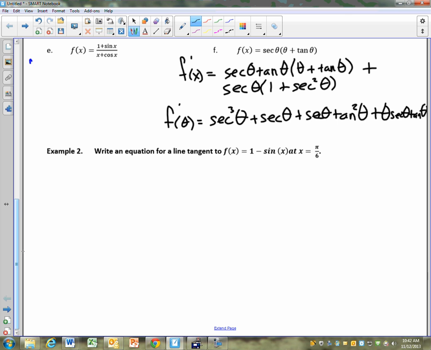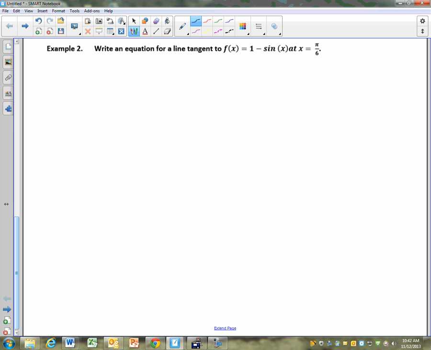One more example before we break for the day, and that's the last one here. Example 2 says, write an equation for a line tangent to 1 minus sine of x at x equals pi over 6. So if you want an equation for a line, what do you have to have? Yep. So we need a point on a line, and we also need slope. Now the point on the line, it says x is pi over 6.